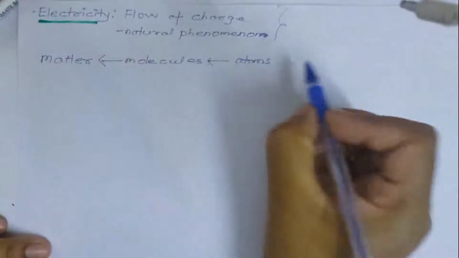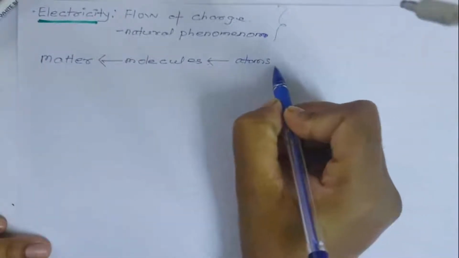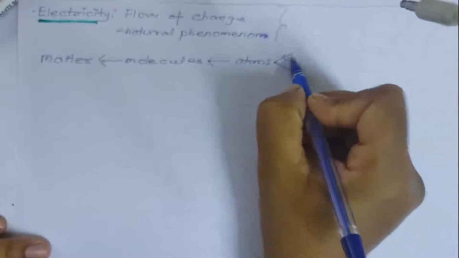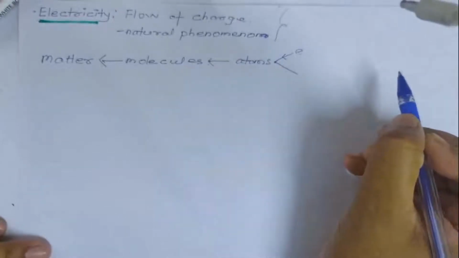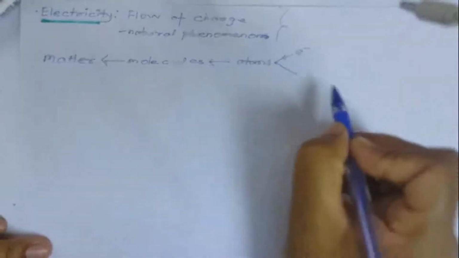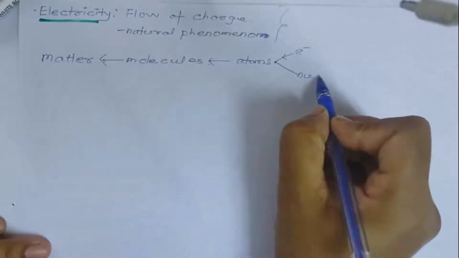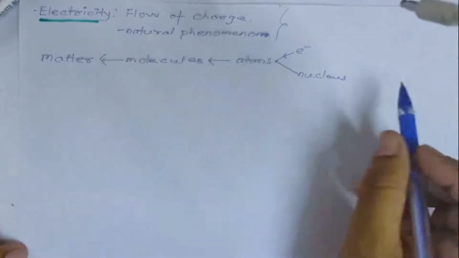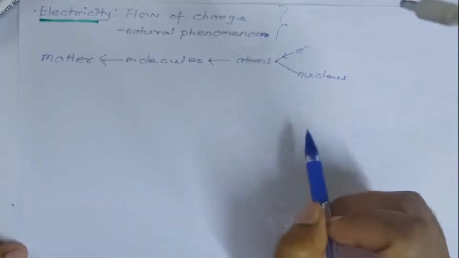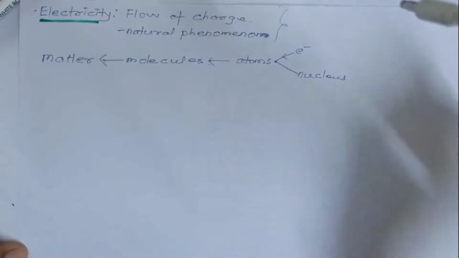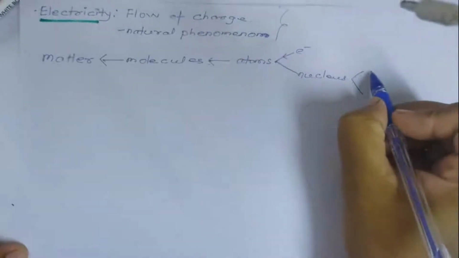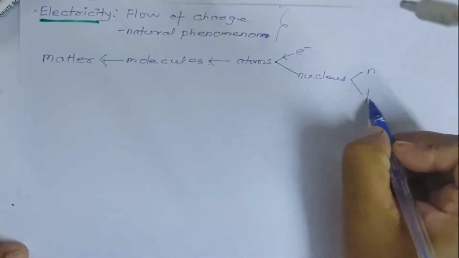Atoms are made up of two things. One is the electron. We represent the electron with a minus sign, and there is a nucleus also. So what is contained inside the nucleus of an atom? The nucleus contains two subatomic particles, namely neutrons and protons.